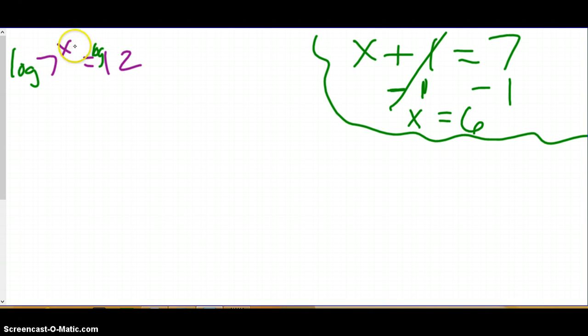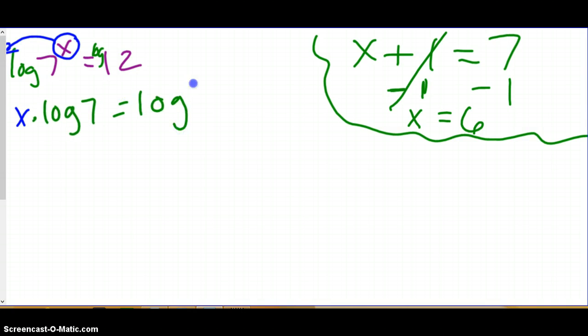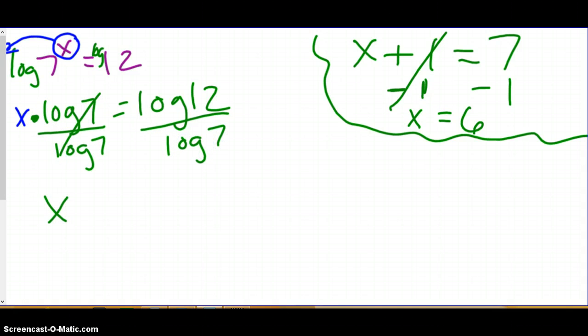And the reason we do that is because now this letter x can move out in front. So we would have x times the log of 7 equals log of 12. So that whole purpose was to take the variable from being up above to down in front. Once we've done that, we still need to get x alone, so now we need to do the opposite of multiply, which is divide. So x would equal log 12 divided by log 7.